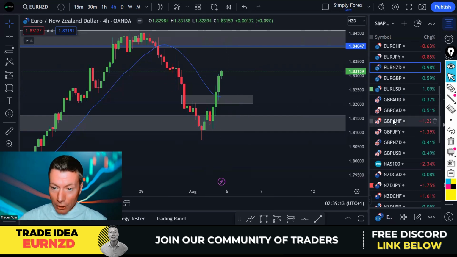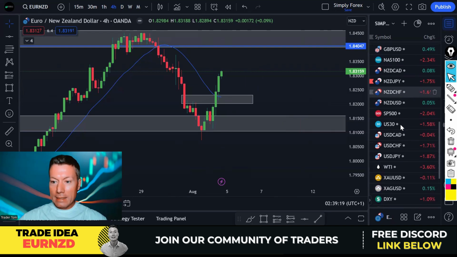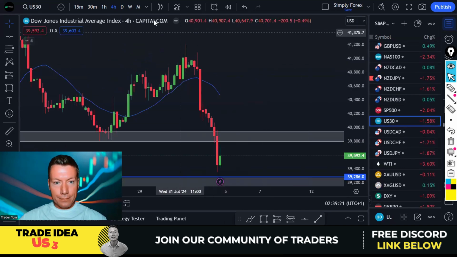So the last trade idea for today is the Dow Jones.